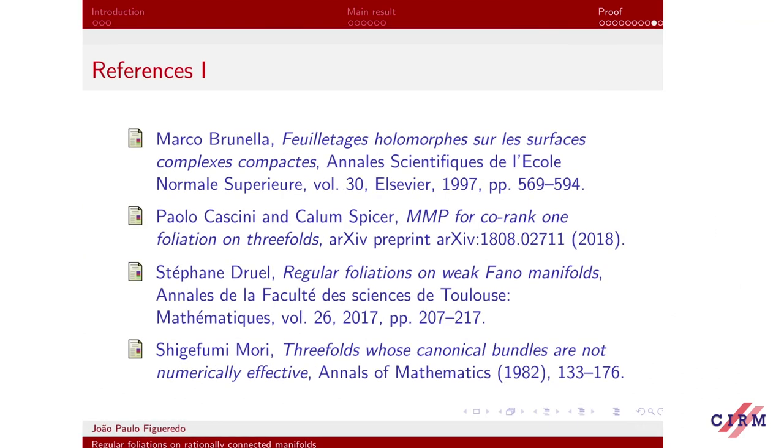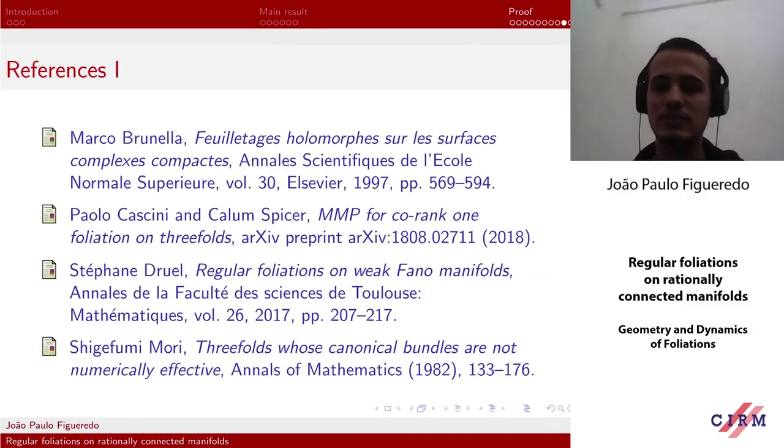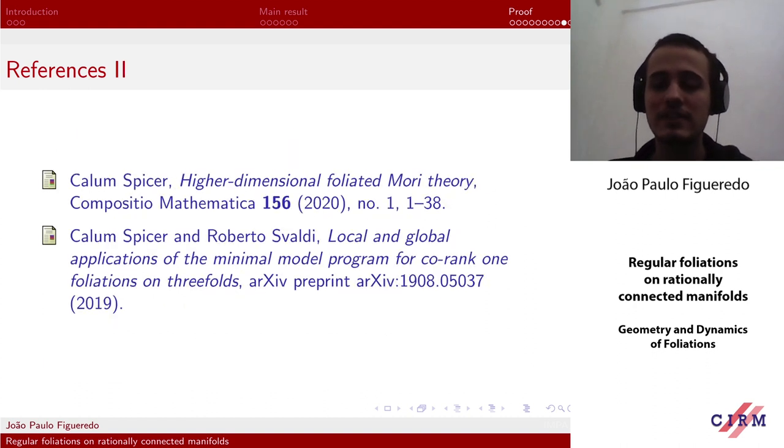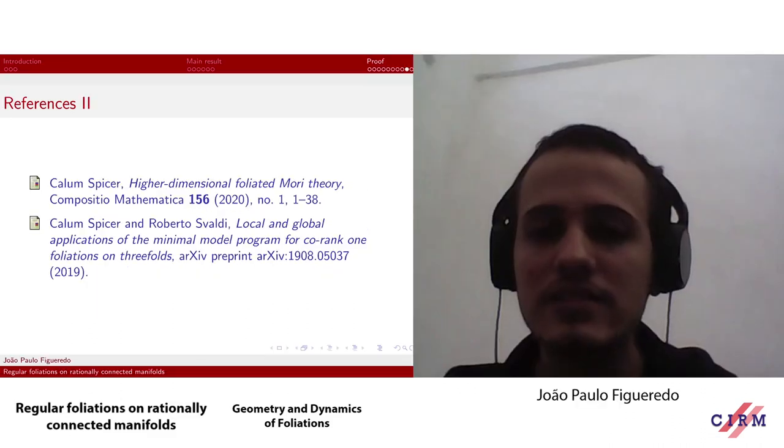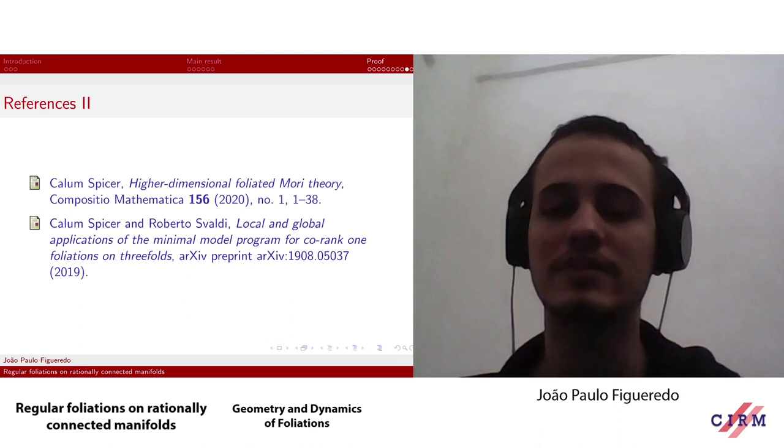So the references: Brunella's paper, which proves the result for dimension two; Cascini and Spicer, which show some steps of the MMP and the existence of flips; Druel, which shows the conjecture for Fano manifolds; Mori for the classification; and Spicer, which was the first paper on foliated MMP. Spicer as well shows termination of flips.